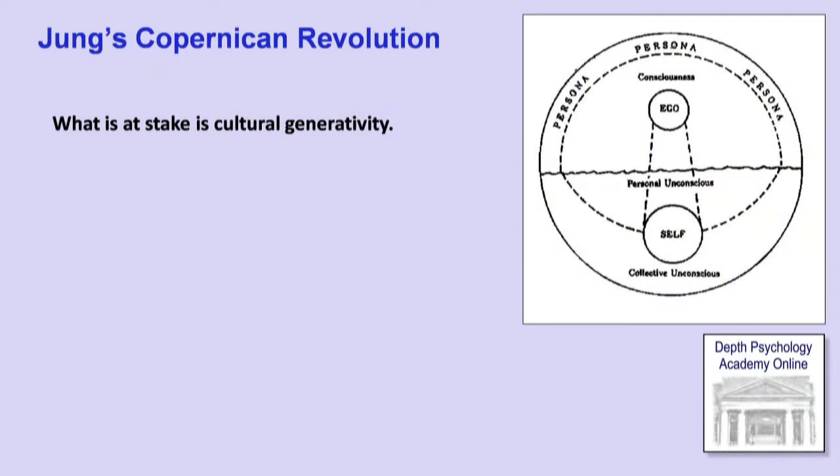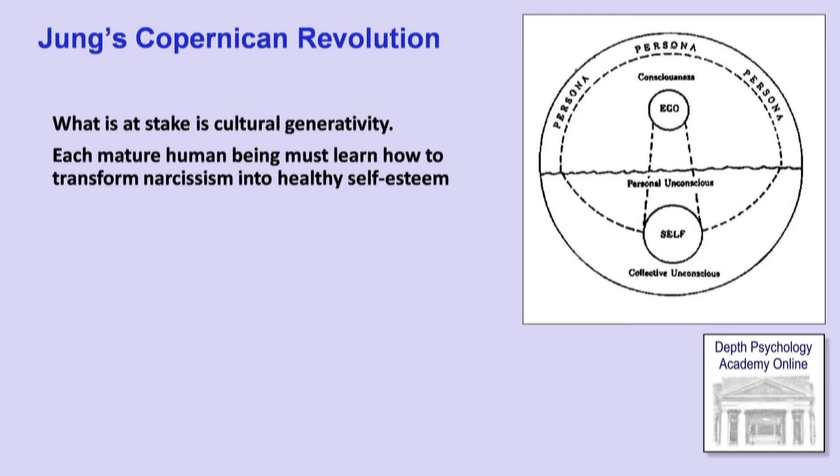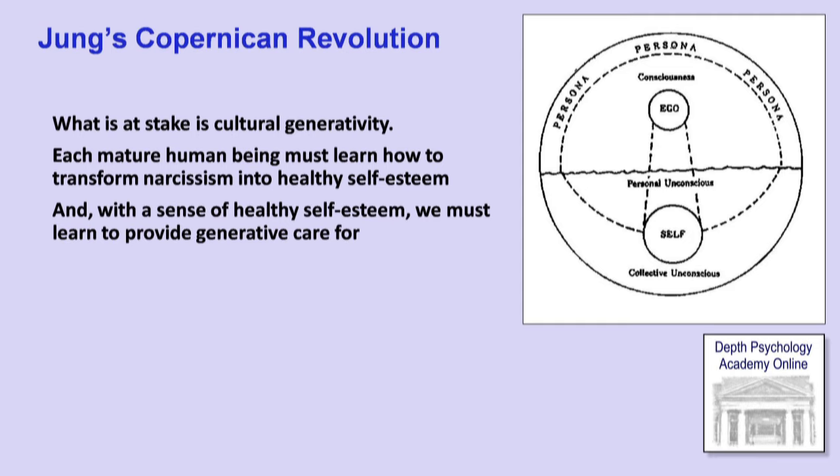And what's really at stake, ultimately, is cultural generativity. Each of us, each mature human being, must learn how to transform narcissism into healthy self-esteem. And with a healthy sense of self-esteem, we must learn how to then provide generative care for our families, for our communities, for our culture, and for the planet.